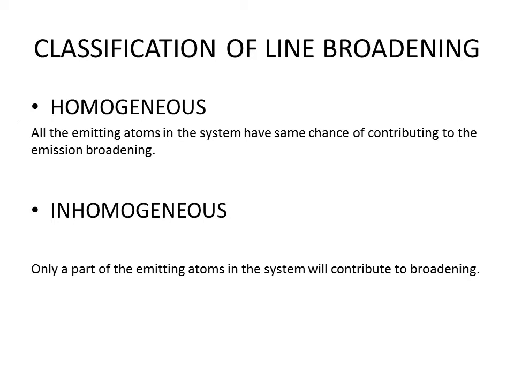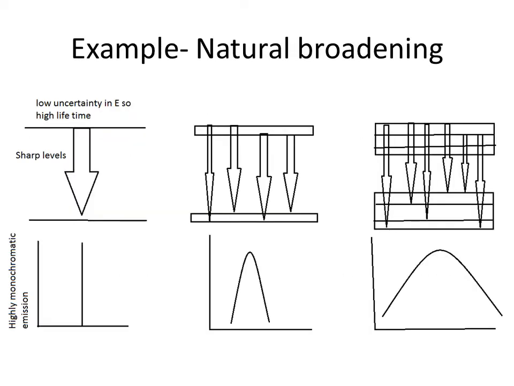The classification of homogeneous and inhomogeneous broadening is in such a way that in the case of homogeneous broadening, all the emitting atoms equally contribute to the broadening. If all the emitting atoms equally contribute to the broadening, it is referred to as homogeneous. Whereas if all the atoms are not equally taking part in the broadening mechanism, it is referred to as inhomogeneous broadening. So I will explain the concepts a little bit more using this simple illustration.